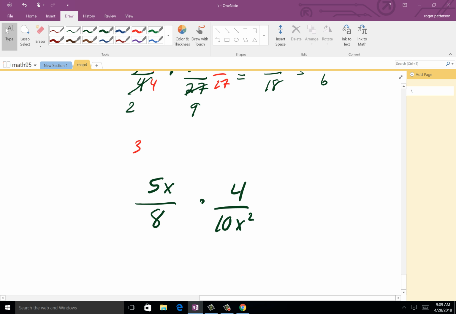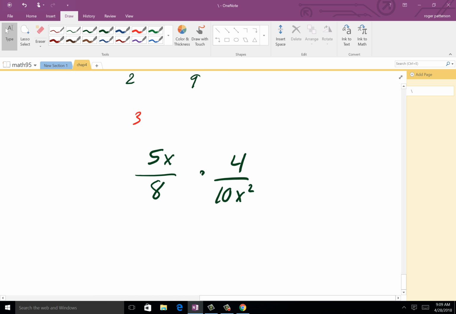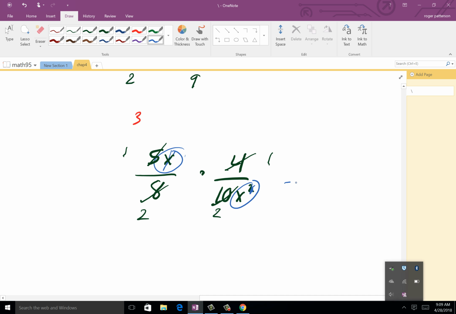If we have something like this, what we want to do is reduce first. Obviously I can do this one, and I can do this. And I can reduce these x's. This is an x and this is an x squared, so that leaves us with a 1 here. Now I just have to see what I've got. I have a 1 on the top because the 5 is gone, the 4 is gone, the x is gone. And I have a 2 and a 2 and an x. So what we want to do is factor and reduce.